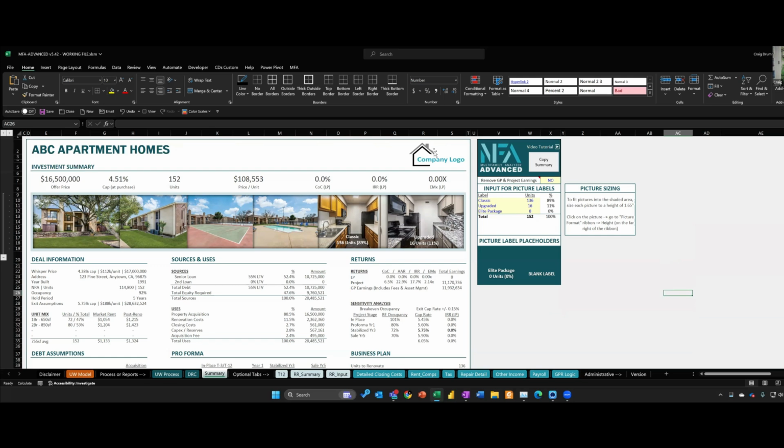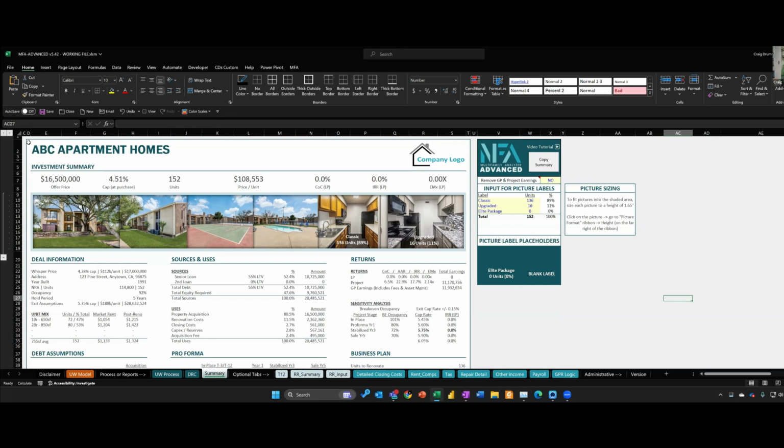Okay. And then you put your company logo in the top right, whatever you want to do, or this is just an image. You could just delete it if you want. And then the last part is to send this. So how do we send this? There's a couple ways. You can copy summary right here. And what this does is it copies an image, kind of like it did on the DRC. And you could paste that image into an email.